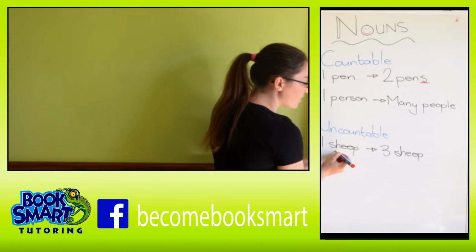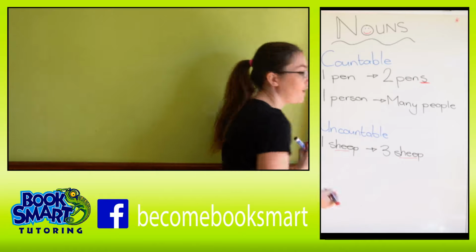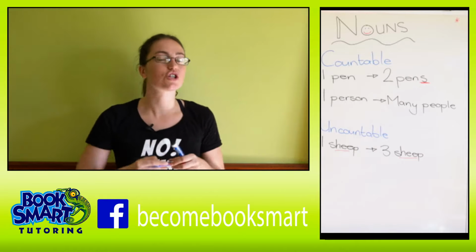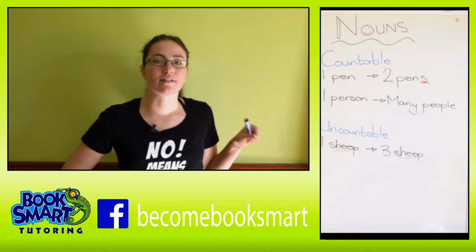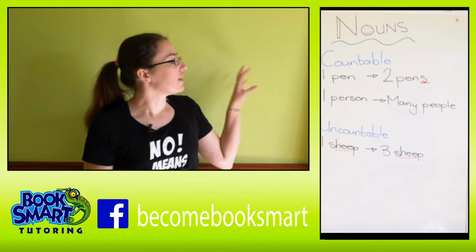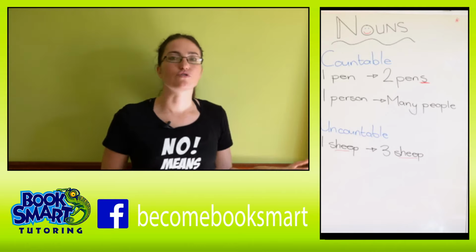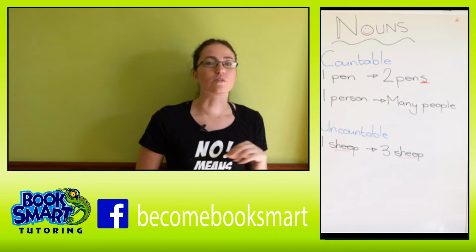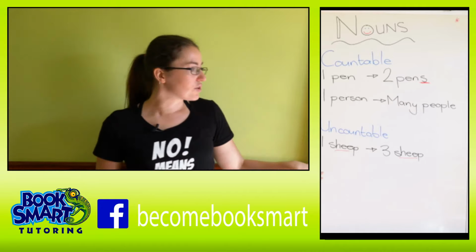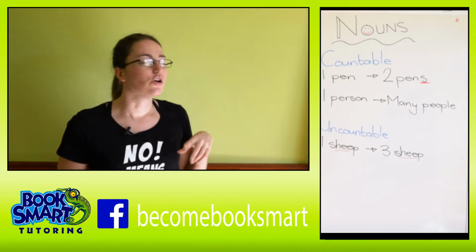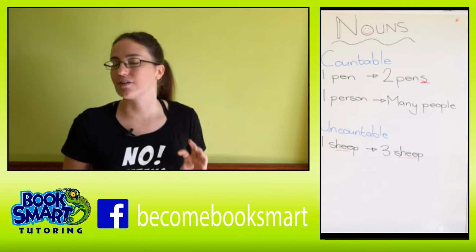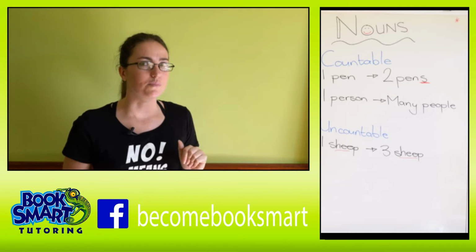So whether it's 1 or 3 or 1,000, the word sheep stays the same. That is an uncountable noun. Just by looking at the word, you don't know if it's referring to one or to many. These are the type of words where you have to look at the words around it to help you understand how many there are.